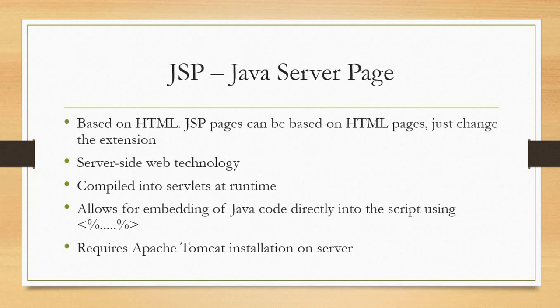So what exactly is a Java server page? Well, you can put everything the same way as you do with HTML pages. You just change the extension to .jsp. And within the HTML code, you can have Java code directly inside your HTML script using our tag listed here. However, it requires Apache Tomcat installation on the web server in order for it to work properly.